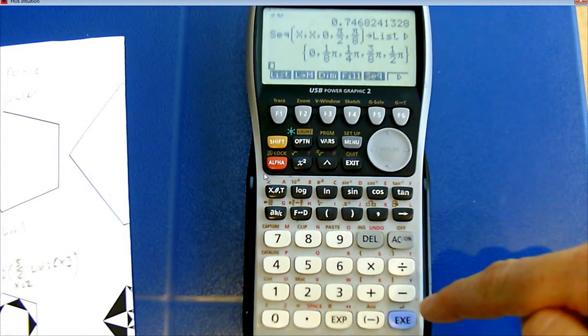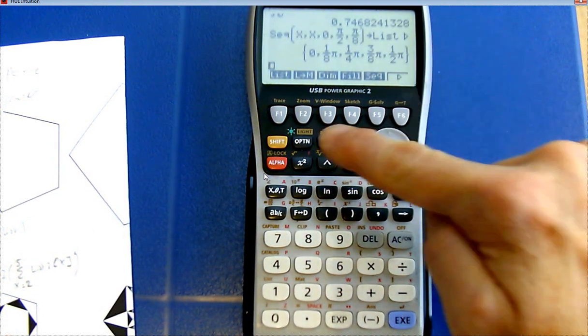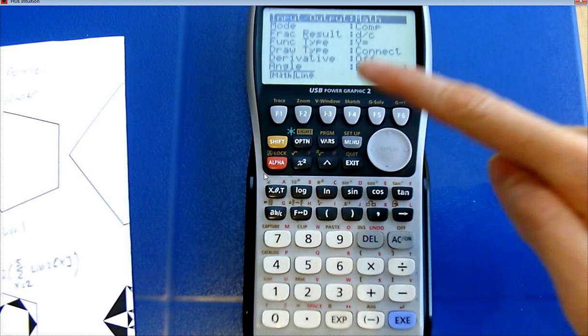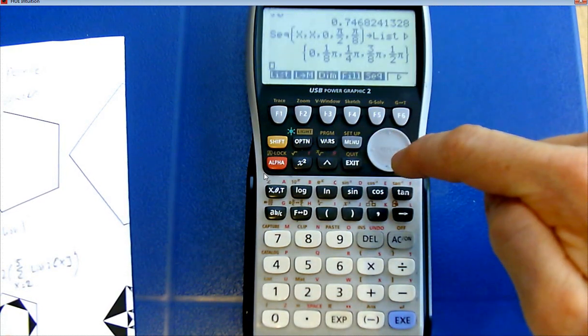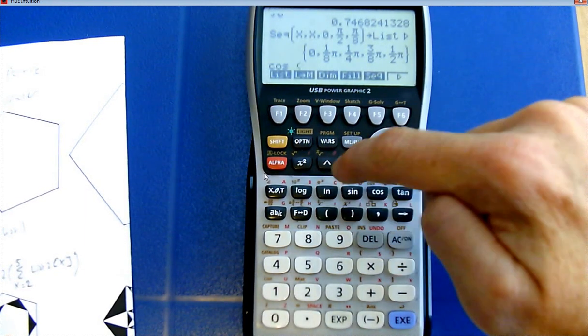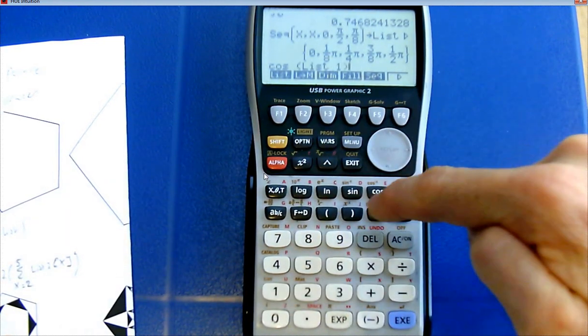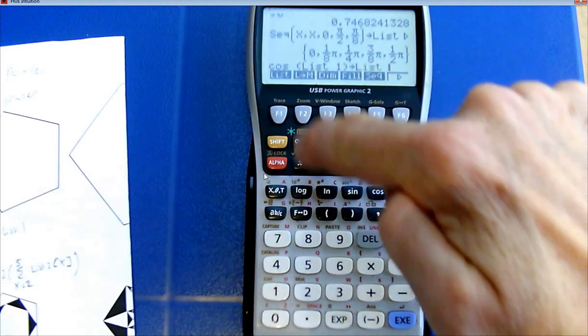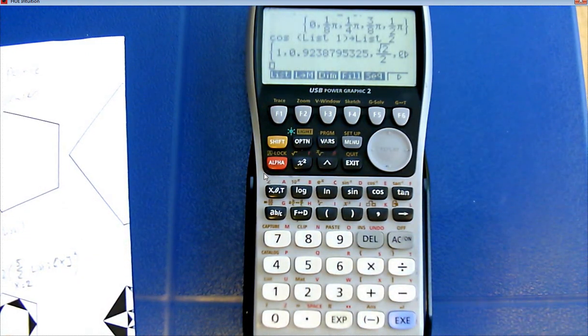Okay, there's my x's. To get my y's, I'm going to just double check, am I in radians? Yes, I'm in radians, that's good. Okay, so I want to do cos of list 1. I'll pop that into list 2. Okay, so that's me getting my x's and my y's.